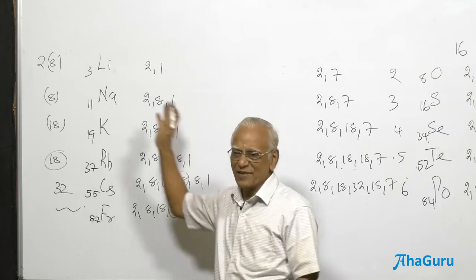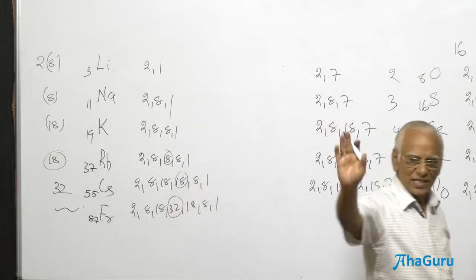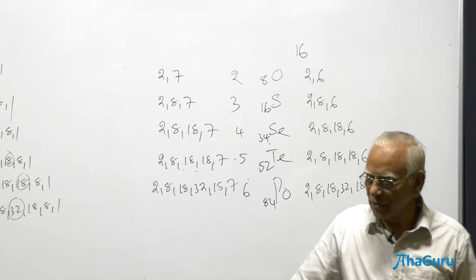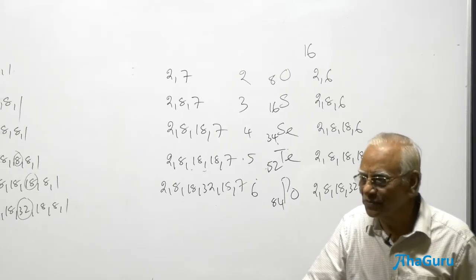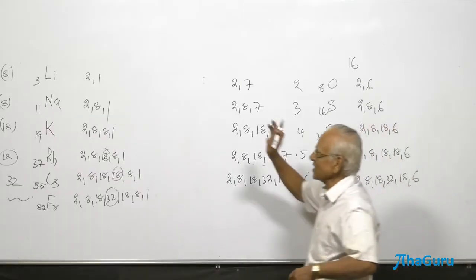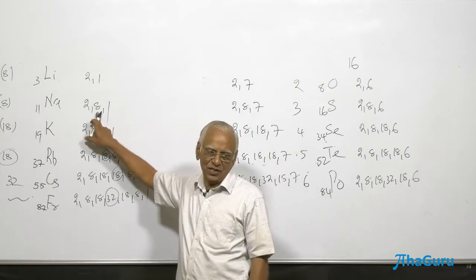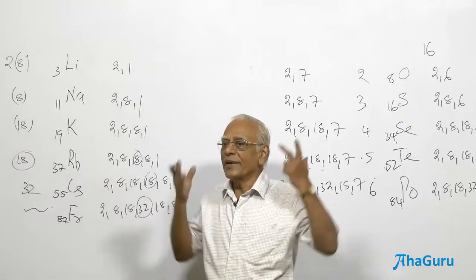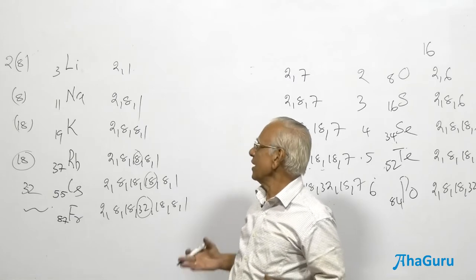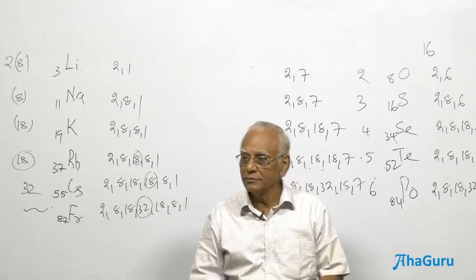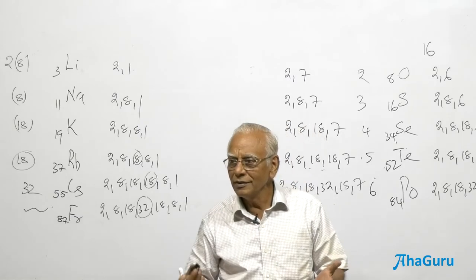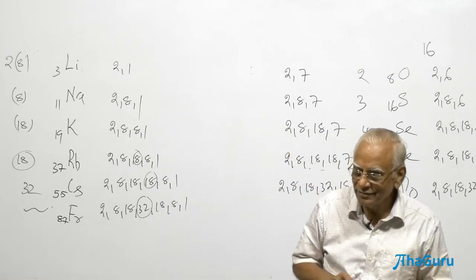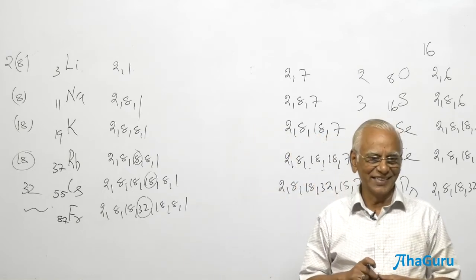This is called the penultimate shell. Last shell, last but one shell, penultimate shell, pre-penultimate shell, last but two. Make a note of it. Last shell, penultimate shell, and pre-penultimate shell. I can ask you, how many electrons are there in the pre-penultimate shell of sodium? 2, that's all. Why were you hesitating? You could have also answered it, isn't it? You missed the opportunity.